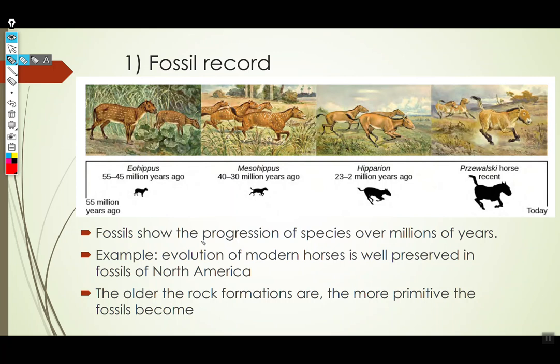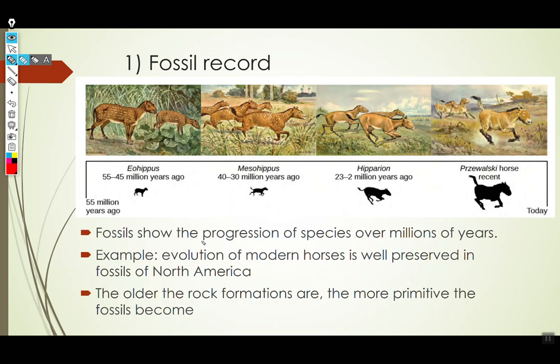An example that's shown here is evolution on the way to modern horses. This happens to be pretty well preserved in North America, mainly because in early America, horses or pre-horses like Eohippus tended to run around and die in prairies or marshlands or alluvial plains, places that seasonally flood. Places like that tend to be good places for fossil formation because sedimentary rock is a good rock for forming fossils. So the older the rock formations are, the more primitive the fossils become.